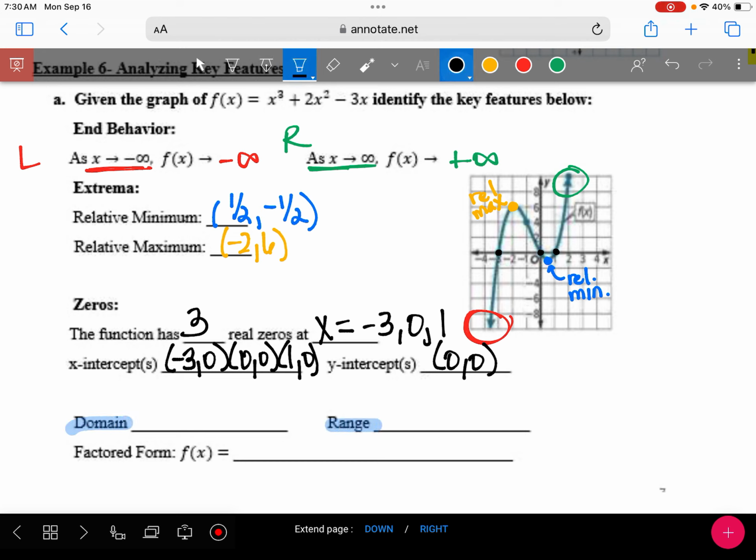Now, all odd degree functions have the same domain and range. And that would be all real numbers.